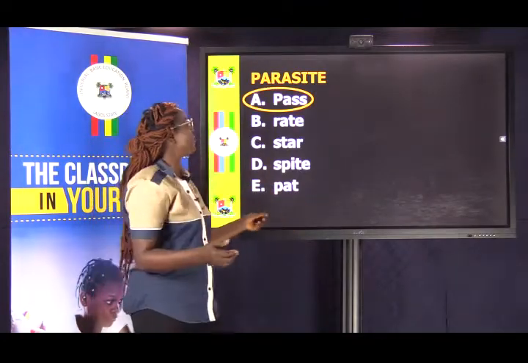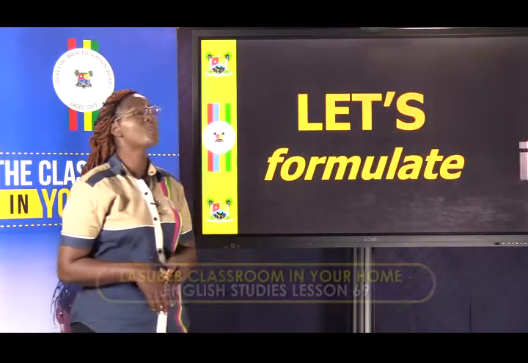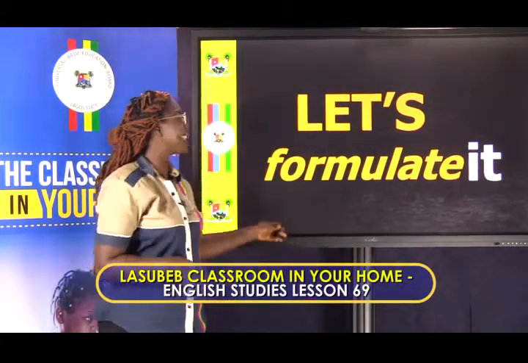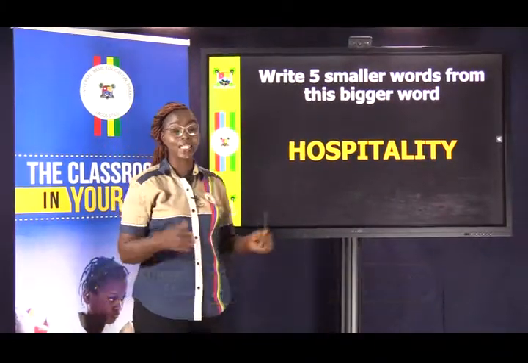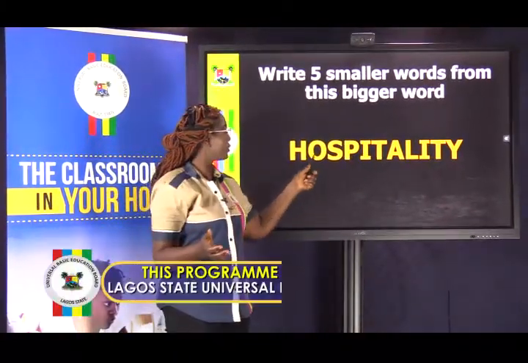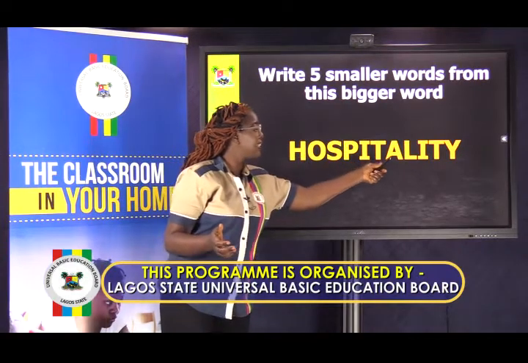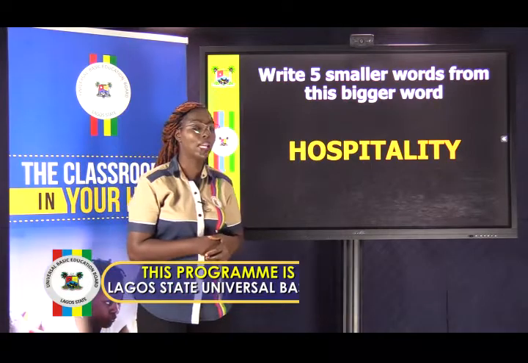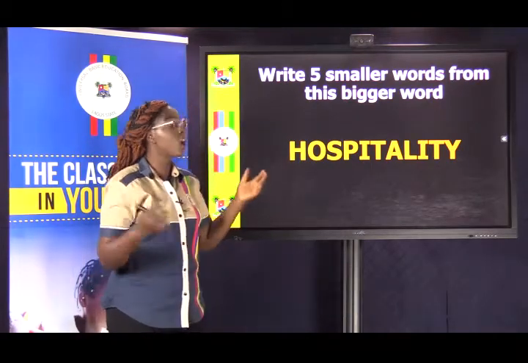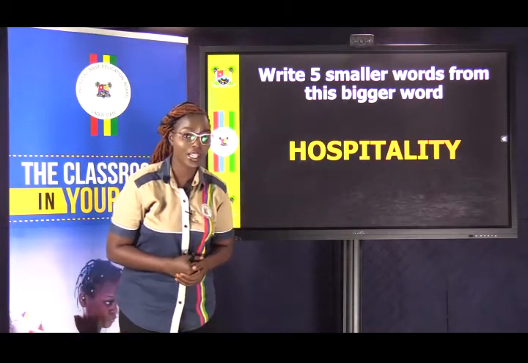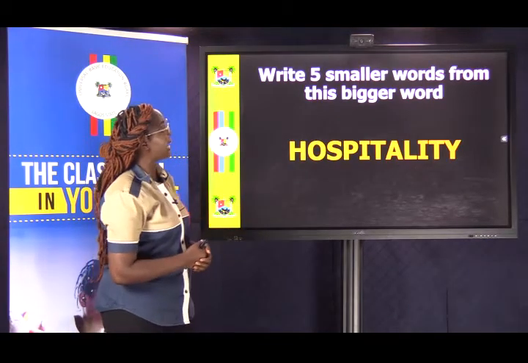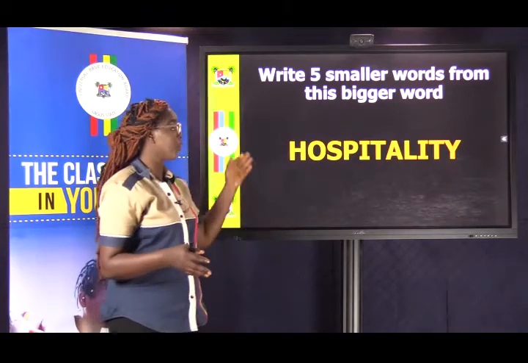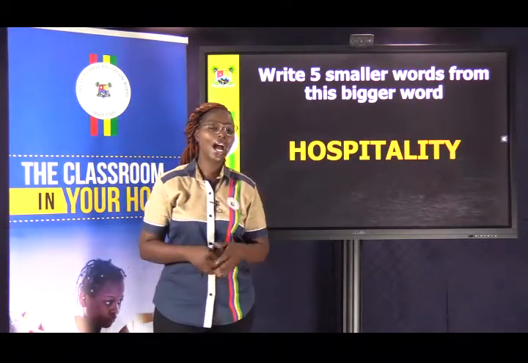I got it. Yippee. Okay, we move to the next segment, children, which is let's formulate it. What are we formulating today? Well, it is a bigger word. 1, 2, 3, 4, 5, 6, 7, 8, 9, 10, 11. Eleven letters, which is hospitality. What did I call it, children? Hospitality. And what I want you to do is to write five smaller words from this bigger word. I will be back.